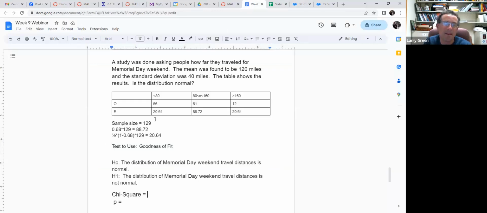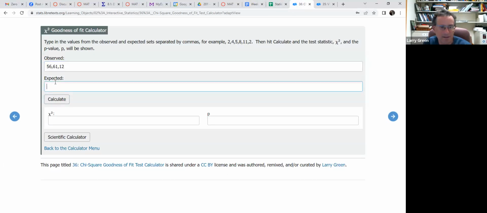And 20.64, 88.72. And 20.64. Any questions on that? You calculate. All right. The chi-squared is 72.9 about.